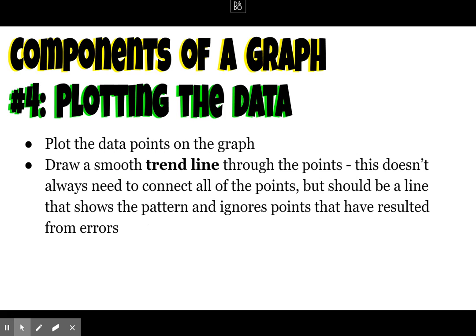Now, a fourth component is plotting the data. So you want to plot your data points on the graph. And so you know for 5 grams of fertilizer, it was this number. And so you're going to plot that point on the graph. Once you have your data points plotted, you can draw a smooth trend line through the points. It does not need to connect all the points, but it should be a line that shows the pattern and ignores points that have resulted from errors.